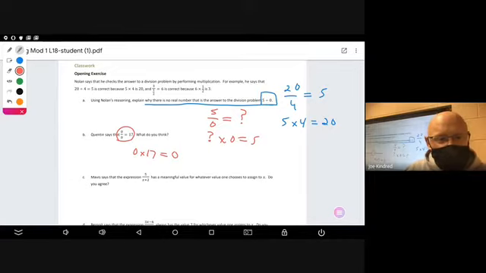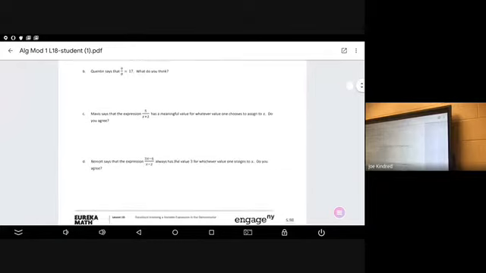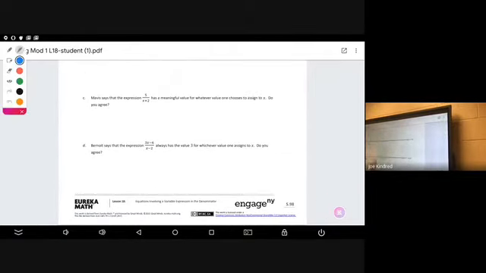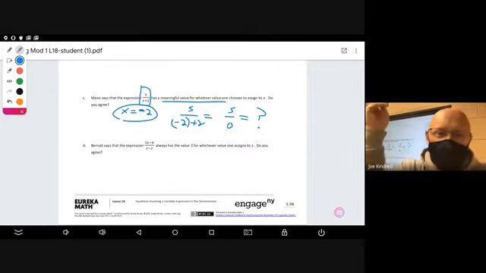Expression or letter C. Mavis says that the expression 5 over x plus 2 has a meaningful value for whatever value one chooses to assign to x. Do you agree? Let's take a look. Well, one of the things I notice is, what if I said x is equal to negative 2? Because it says whatever value. Well, let's choose negative 2 and see what happens. So if we put in negative 2, that's not going to work. That gets us back up to problem A, where we know that 0 cannot be in the denominator. So we don't agree with C.